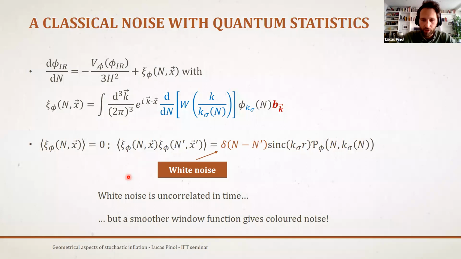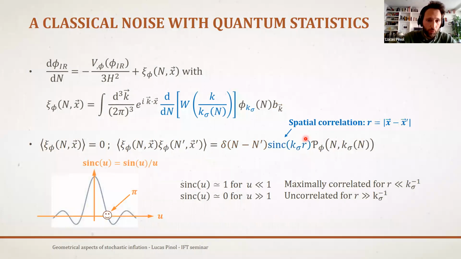And let me just tell you very simply that this is actually a feature that comes from the fact that we chose a step function and that we have this derivative, which is exactly a delta function. If we had taken a smoother window function, we would have gotten what is called the colored noise, so slightly correlated in time noise. But mathematically, white noises are easier to handle, so we do this approximation, which is a priori well justified. Then we have actually some spatial correlation.